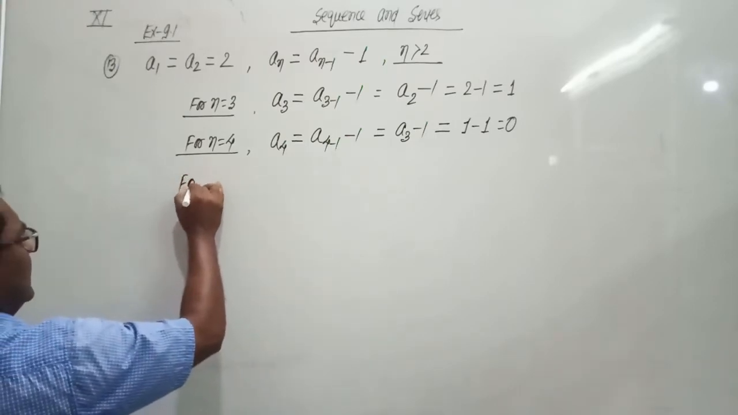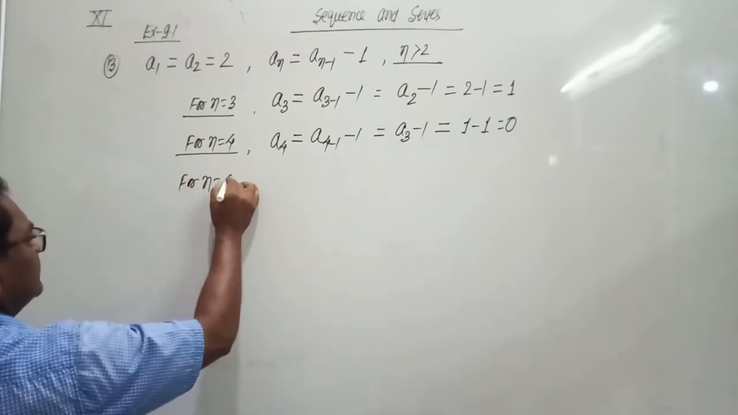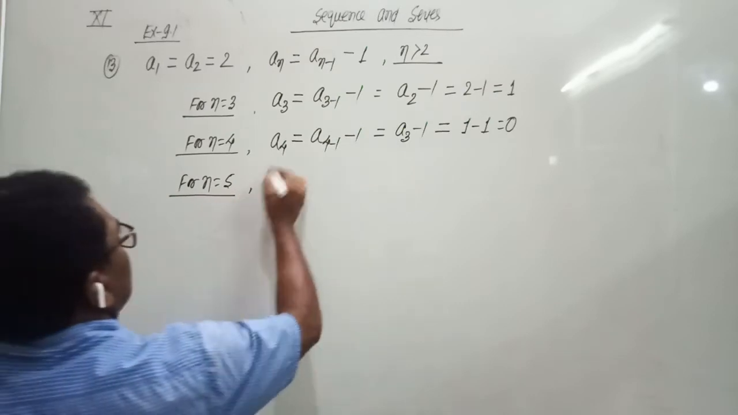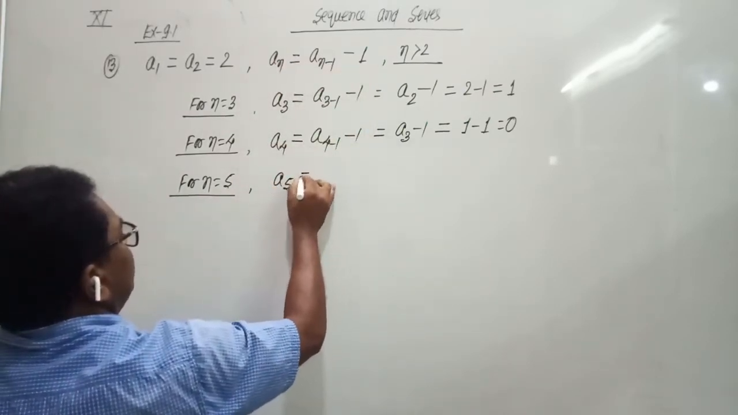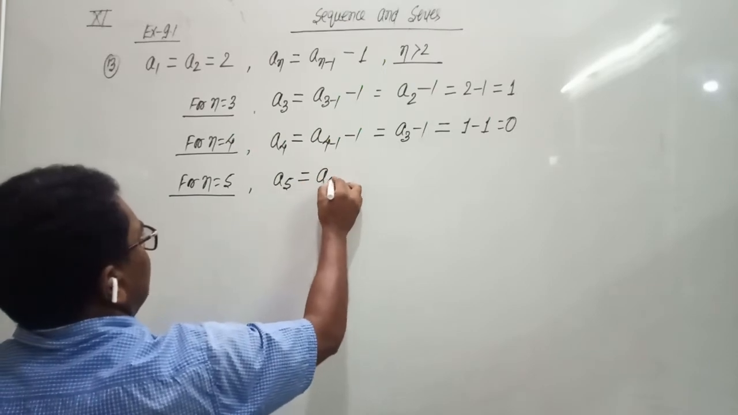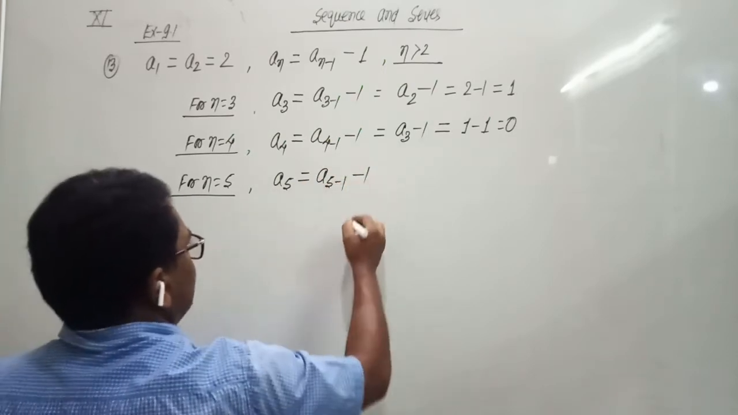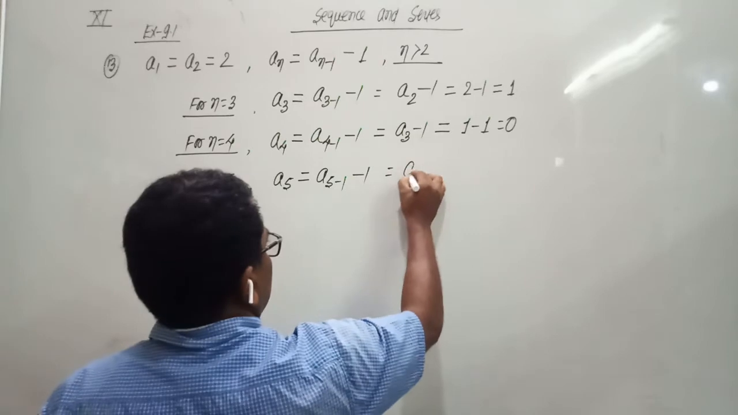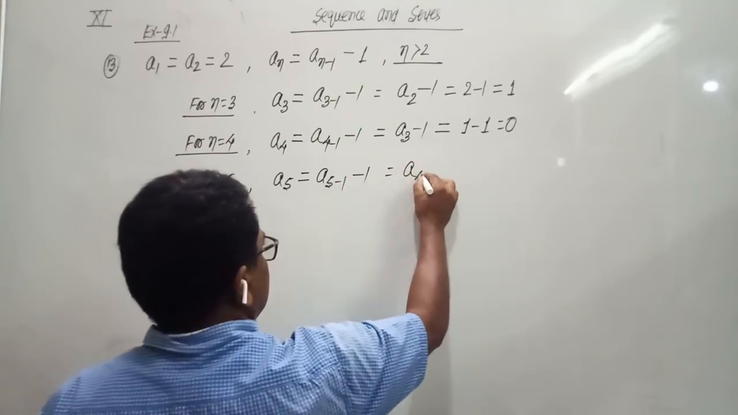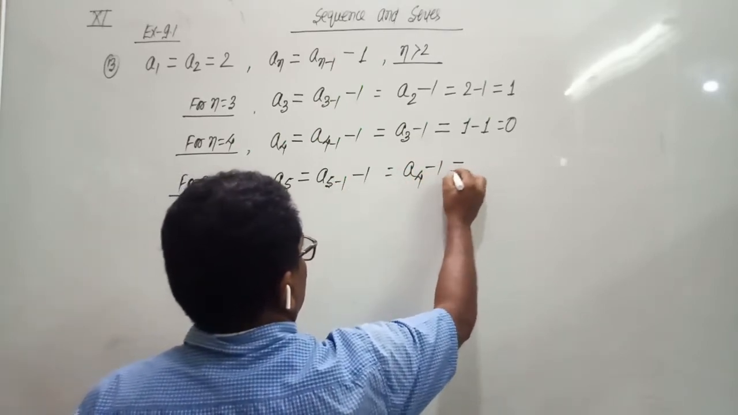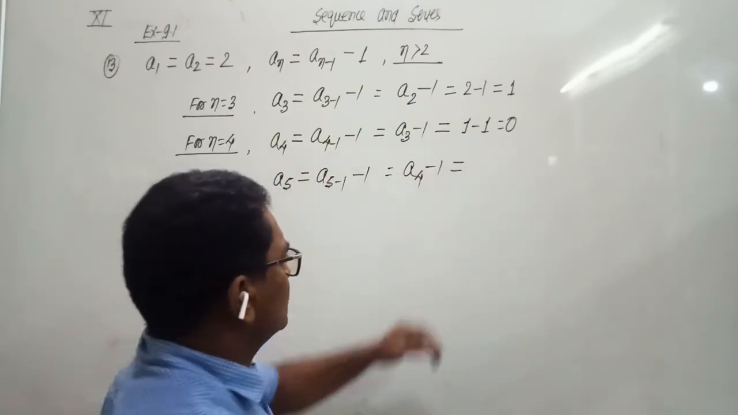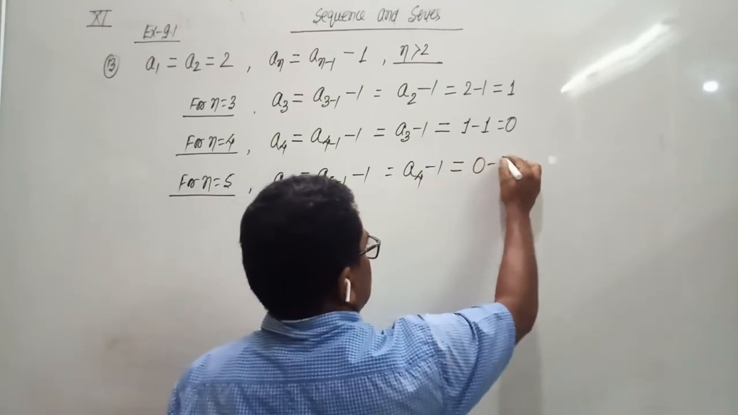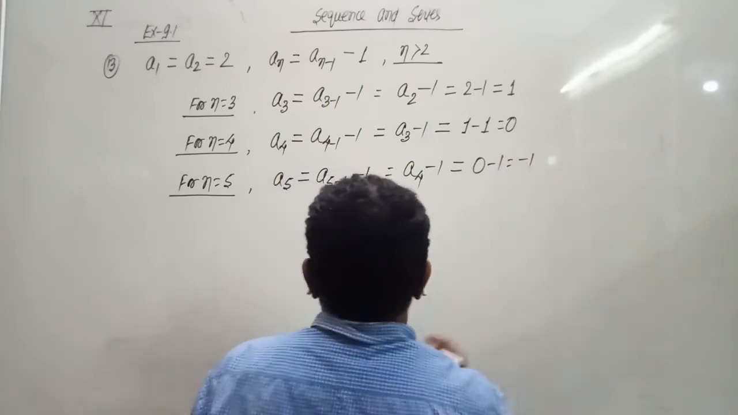Now for n equals 5, put n equals 5 in the sequence. So a5 equals a(5 minus 1) minus 1, which means a4 minus 1. The value of a4 we have already calculated is 0, so 0 minus 1 is minus 1.